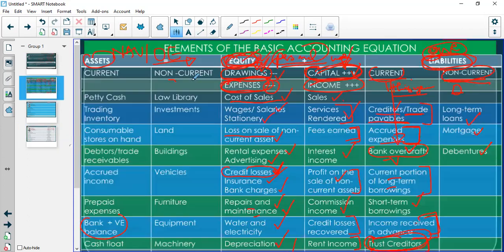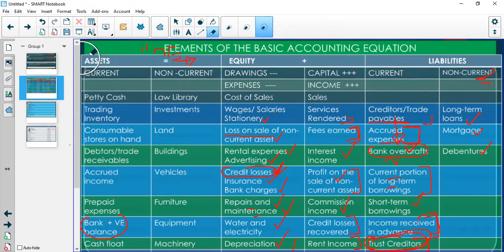Remember that the equity account consists of 4 categories. Right? For assets, it's current and non-current. For liabilities, it's current and non-current. It's only 2 categories. But for equity, we have drawings, capital, expenses, and income. All right. And these are recognized directly. These affect equity directly, right? But these affect equity indirectly through profit or loss. Whether we have made a profit or loss, then that profit or loss will then go and affect the equity.